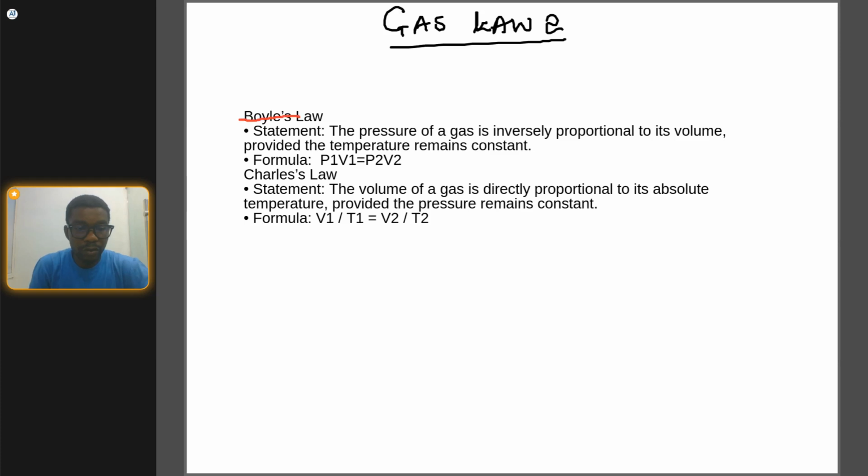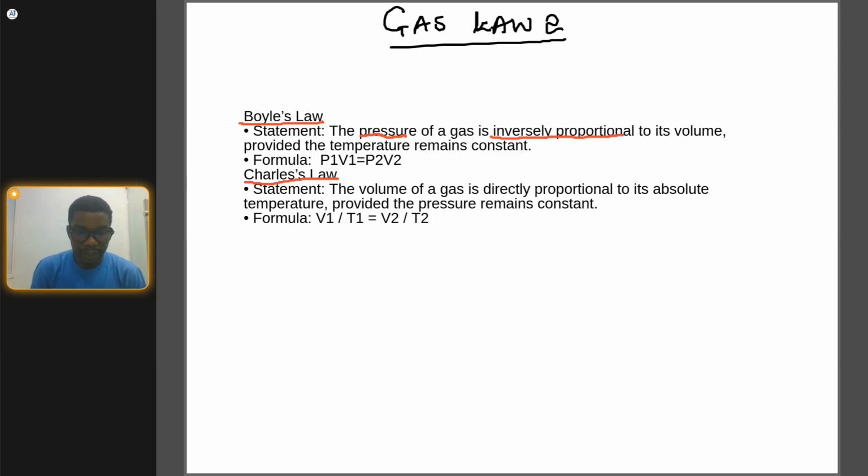Boyle's law, then Charles law. What does Boyle's law state? Boyle's law states that the pressure of a gas, take note of the word, the pressure of a gas is inversely proportional to its volume, provided that the temperature remains constant.